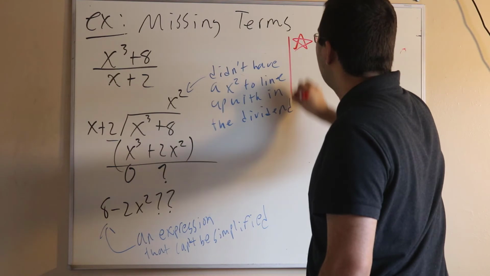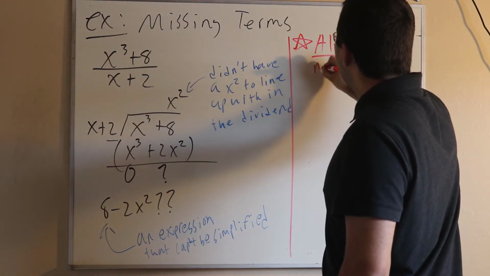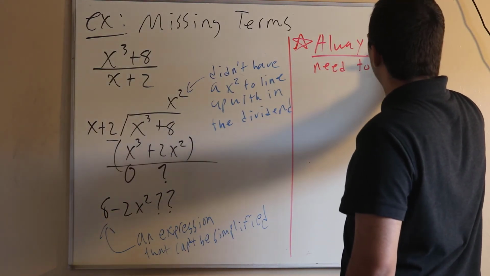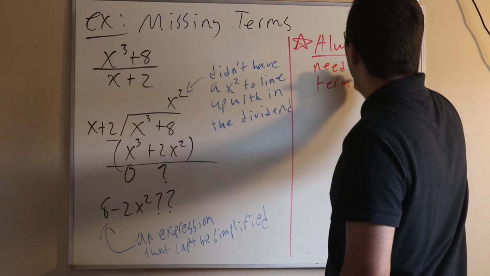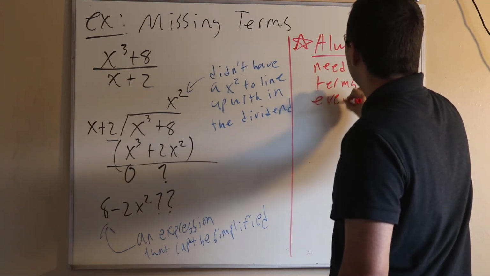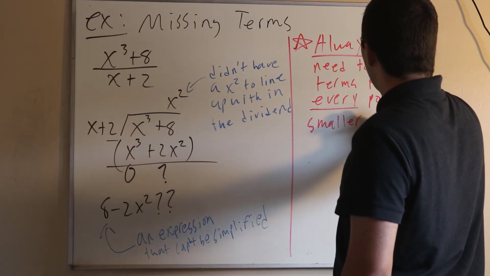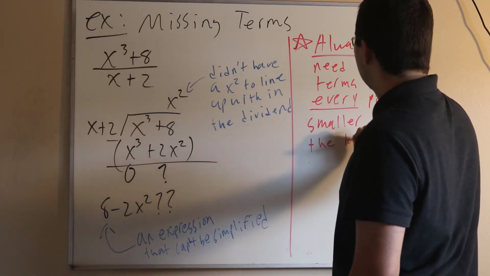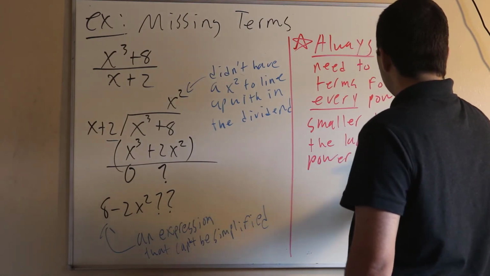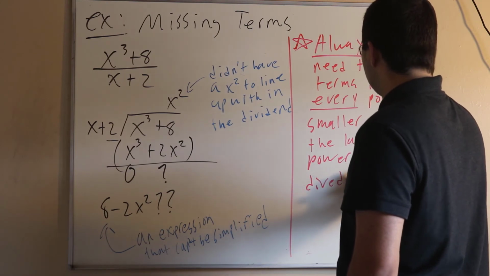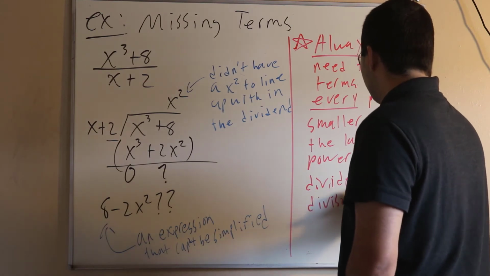Whenever you're doing a long division of polynomials, you always need to have terms for every power smaller than the largest power in the dividend and divisor respectively.